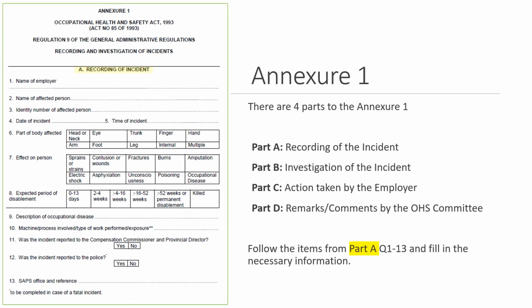The Annexure 1 document is a systematic document provided by the General Administrative Regulations Section 9 for the recording and investigation of incidents. There are 4 parts to this Annexure 1. Part A is the recording of the incident. Part B is the investigation of the incident. Part C is the action taken by the employer, and Part D are the remarks and comments by the OHS committee. In order to complete Part A, the recording of the incident, please follow the items from Part A, question 1 to 13, and fill in the necessary information.